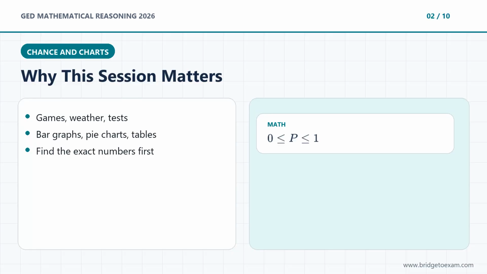Probability appears in games, weather forecasts, and medical tests. Data interpretation appears every time you read a bar graph, a pie chart, or a table. The key skill is the same. Find the exact numbers you need before you calculate. Never guess from the picture alone.